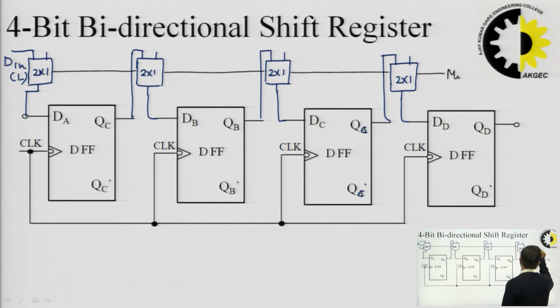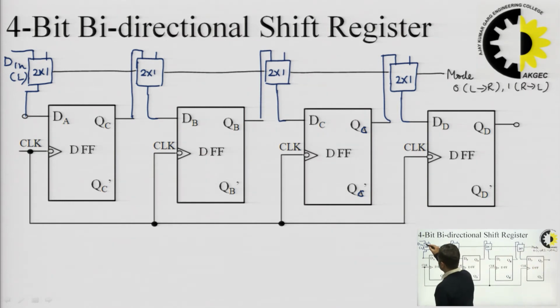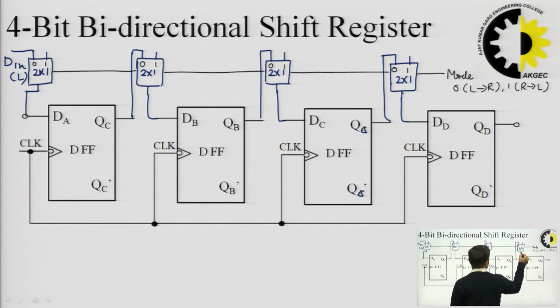So this mode, whether we want to perform left to right shifting or right to left shifting, it can be named as mode. If mode is equal to 0, then we are shifting from left to right, and if mode is 1, then we will be shifting from right to left. So we have to appropriately name these inputs as well: 0 1, 0 1, 0 1, 0 and 1. This is my Y terminal output, single output of the multiplexer.